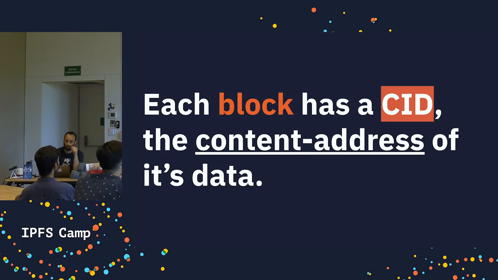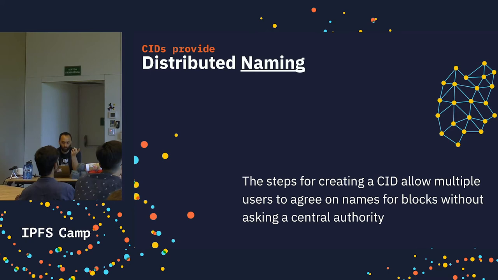So, in this way, CIDs are giving us a scheme for distributed naming. The steps for creating a CID allow multiple users to agree on names for blocks without asking a central authority. So peers who've never met can come up with the same name for an identical chunk of data without being told or without having to ask each other. This is very useful, which means we can move away from URLs.